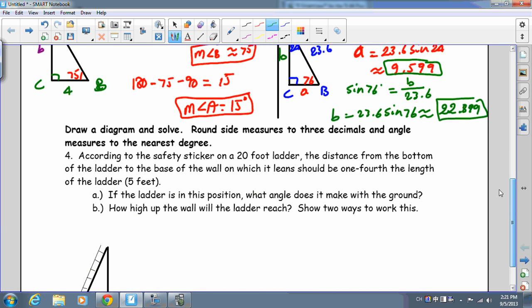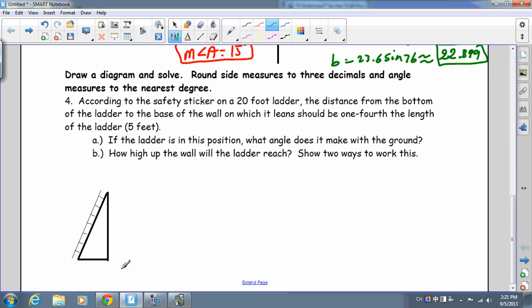Now let's get to some word problems. Once again, I drew my triangle already. You can still draw your own triangle. Here we have a ladder that is 20 foot.